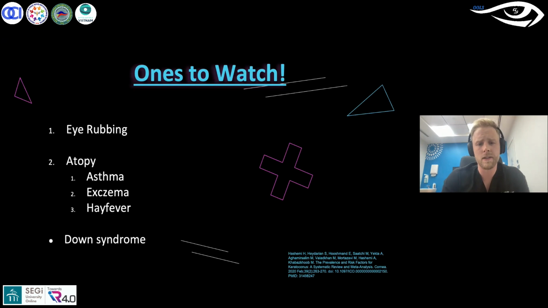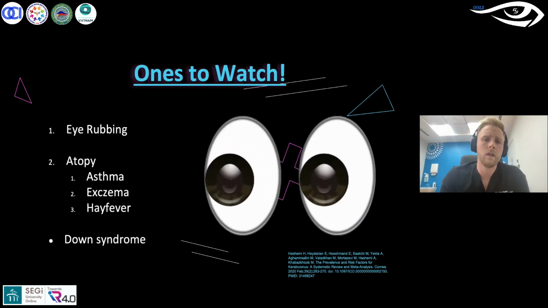And the last point there, Down syndrome as well. Really, all your Down syndrome patients, if you can, get a topography and start screening for keratoconus, because you'll pick it up a lot more commonly than you would potentially first think with these patients. Great. So asthma, eczema, hay fever, and then eye rubbing's the final question, if they have any of the above.